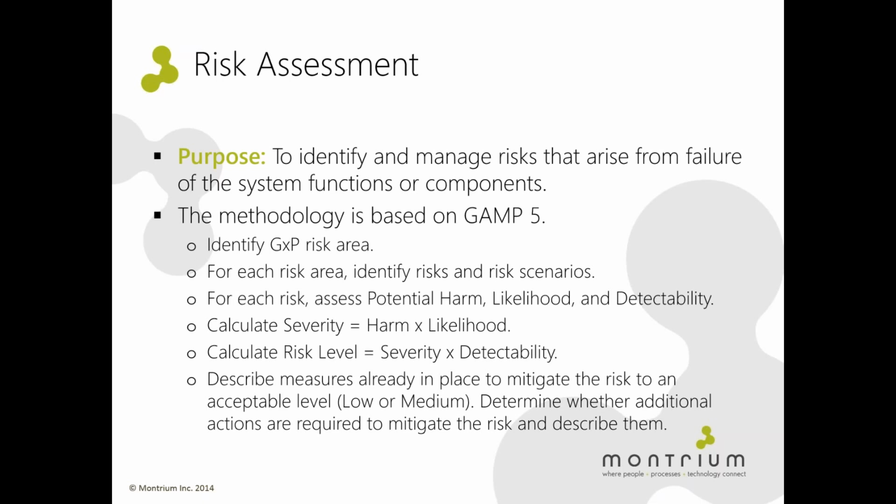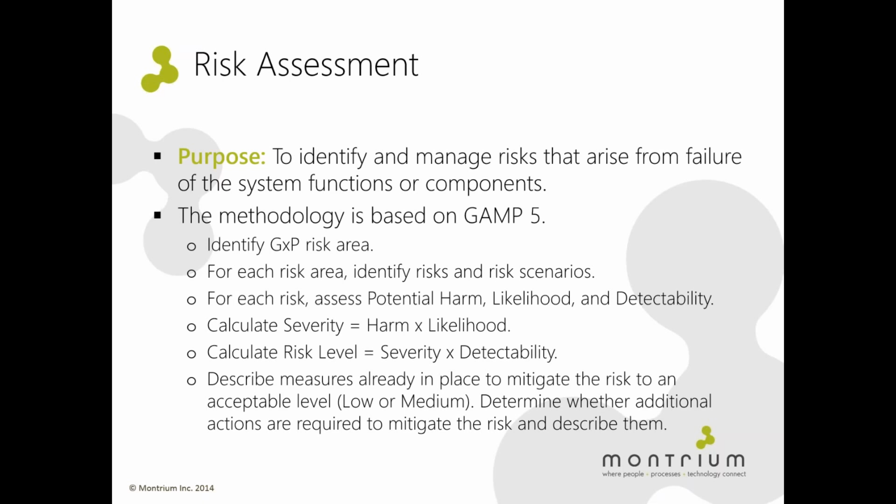First, the technical team, business analysts, and quality representatives came together in a team effort. It's important that a lot of people came together in a team effort to collectively identify GXP risk areas. For each risk area, we identified possible risks and risk scenarios. And then for each risk, we assessed 3 factors: potential harm, likelihood, and detectability. Then we performed some calculations. We calculated severity as the product of harm times likelihood, and then we multiplied that by detectability to give us a risk level. Ultimately, we want the risk levels to be as low as possible.